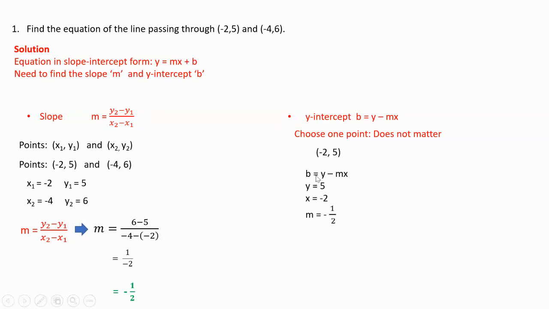Okay, so this is my formula. I'm going to find the b, which is y minus mx. The y is equal to 5, from the point, and the x is negative 2. And my slope is negative 1/2. So let's plug everything in. There's my y, there's my m, my slope, and there's my x. So the answer is going to be 4. So b is 4, because negative 1/2 times negative 2 will give us a positive 1, and 5 minus 1 will give us a 4. So here's my equation: y equals negative 1/2 x plus 4. That's the equation that we're looking for.